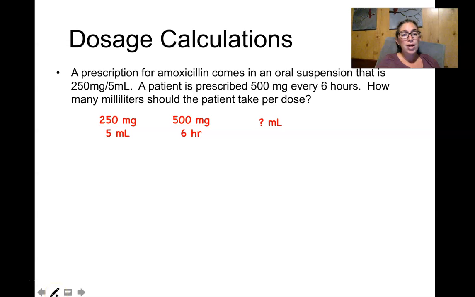So basically what we have here are a number of numbers that we can multiply by each other so that the units cancel out to give us milliliters. We also in this problem happen to have an extra piece of information. It says that the patient is prescribed 500 milligrams every 6 hours. How many milliliters should the patient take per dose? So we don't care about the timing. We don't care about those 6 hours. All right, so we're just going to ignore that.